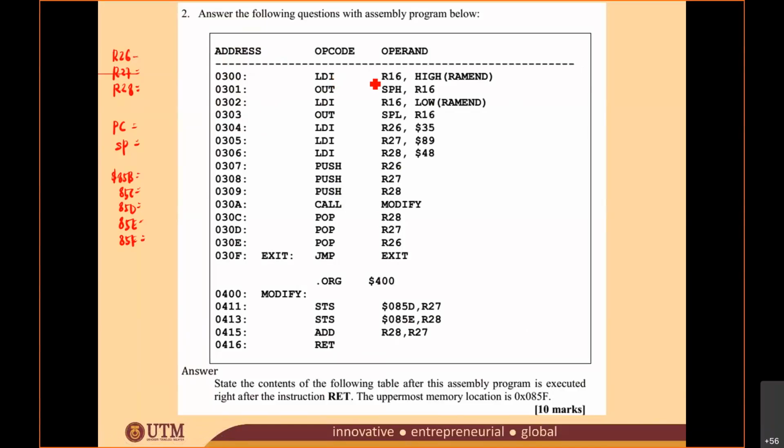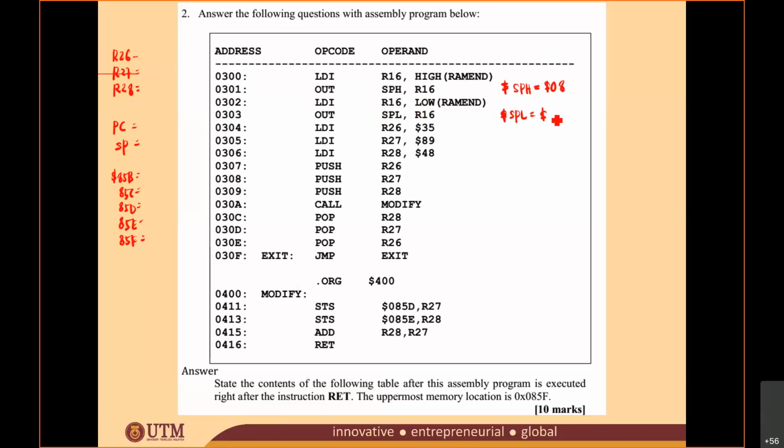Okay, so first load R16. This is the program address, which is the address for each of these instructions here. So load R16 with high of RAMEND, out SPH, R16. So what happens? This SPH now points to what address? 08, and then load R16 with low of RAMEND, and then out SPL, R16. So SPL will have the value 5F.